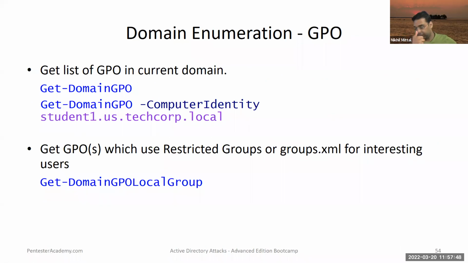So all of the commands here are only from PowerView. How do we get a list of group policy objects in the current domain? We can run Get-DomainGPO for that.